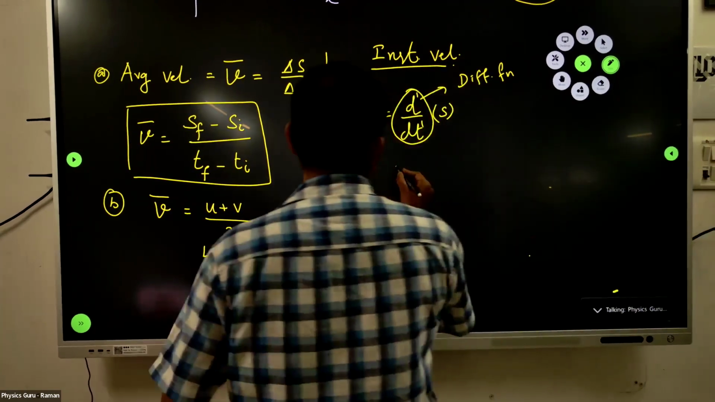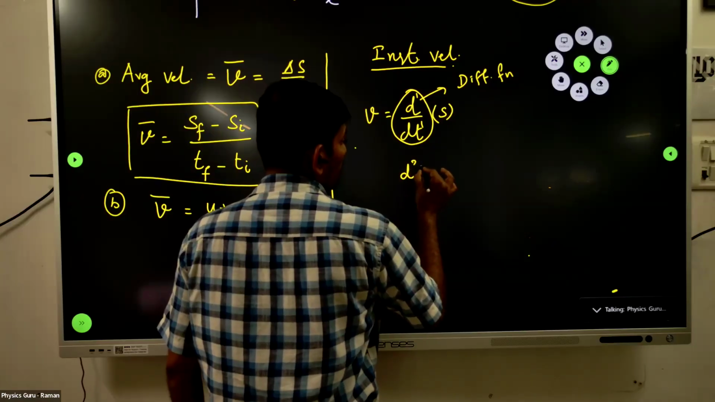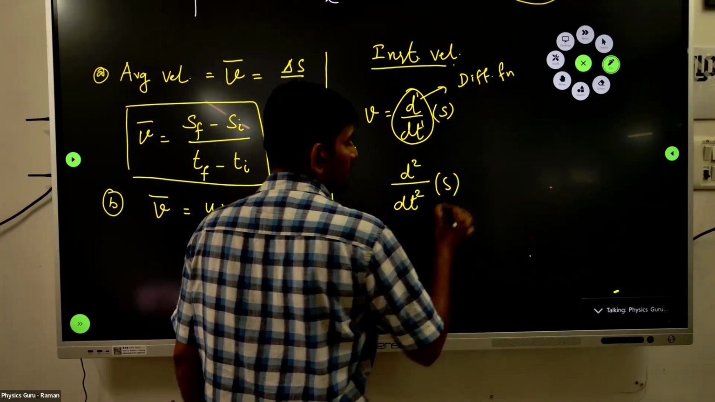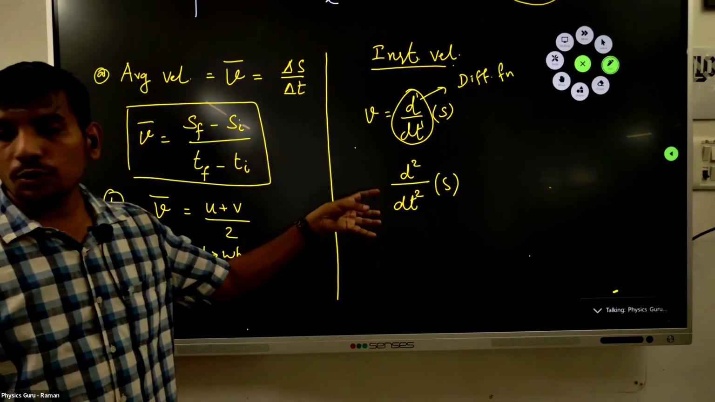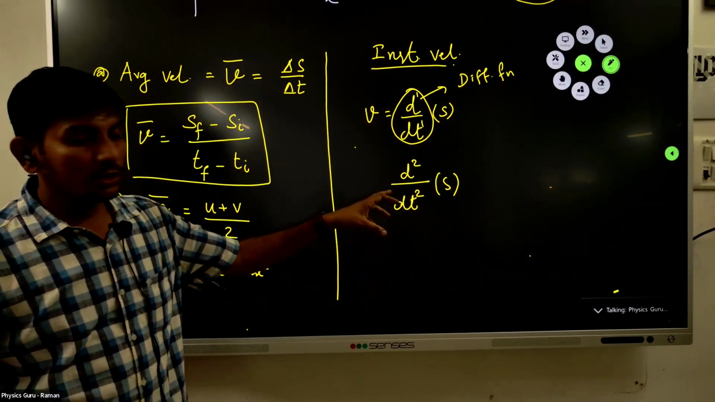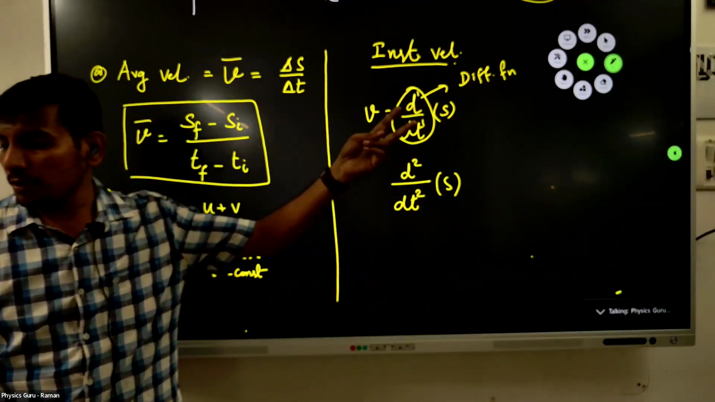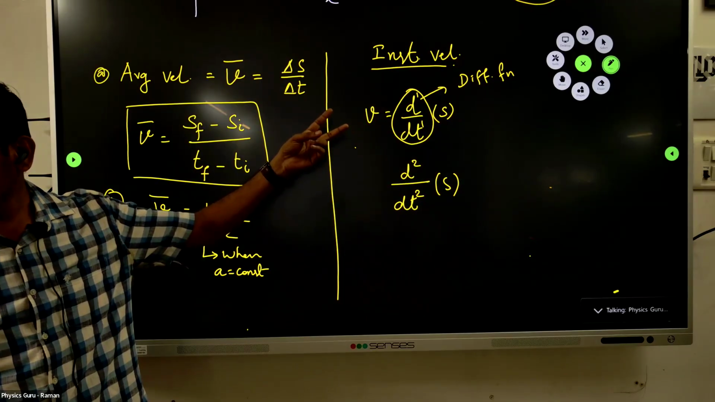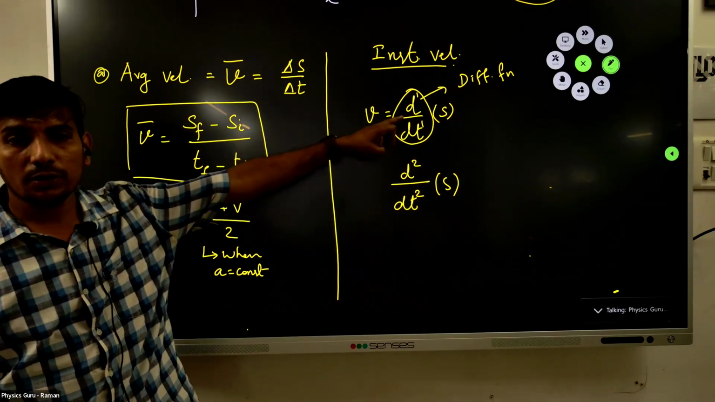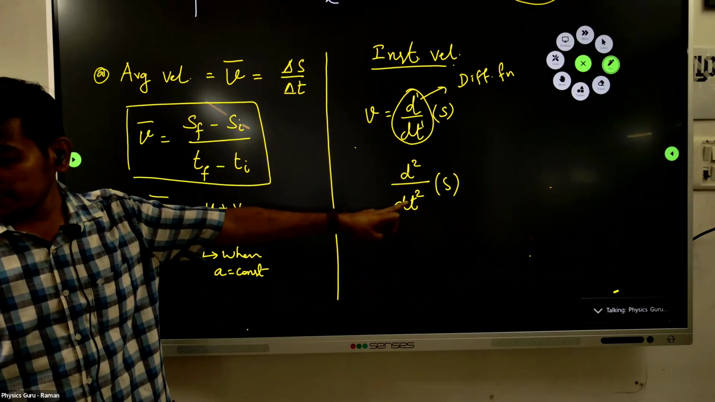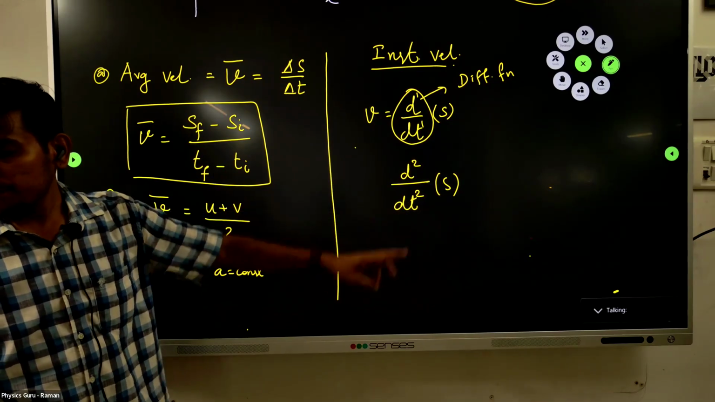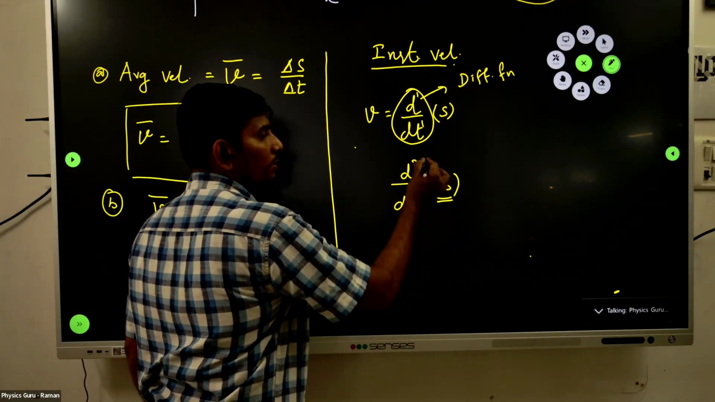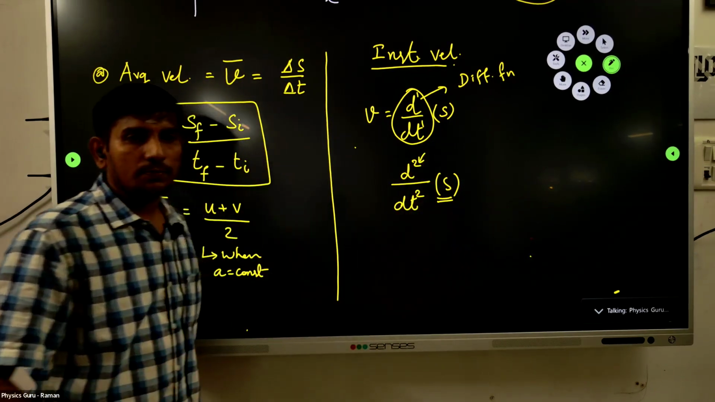Suppose you see something like this, d squared by dt squared of s. What do we call this function? Second order differential function. What is in the first one? First order differential function. And this? Second order differential function. That is, this power tells you how many times you have to differentiate the function.